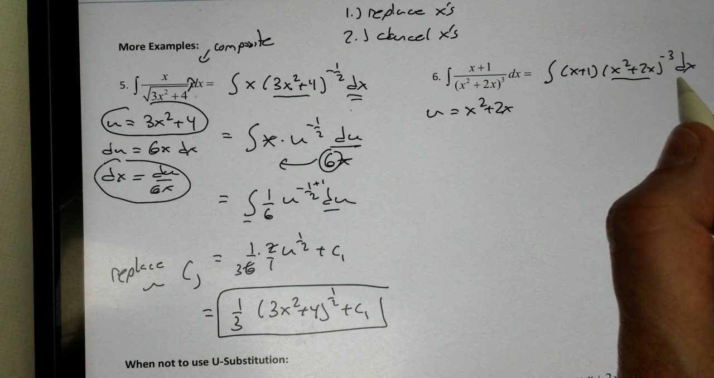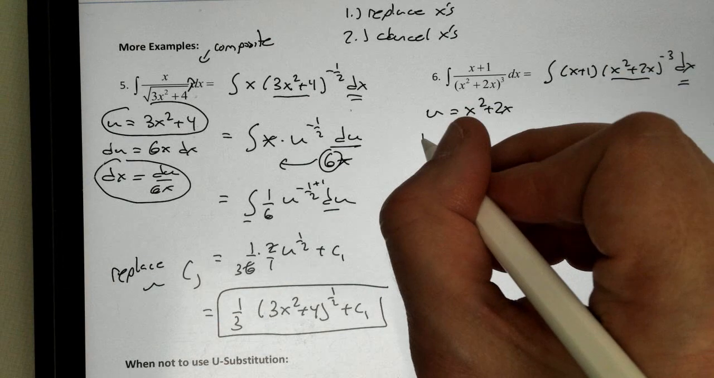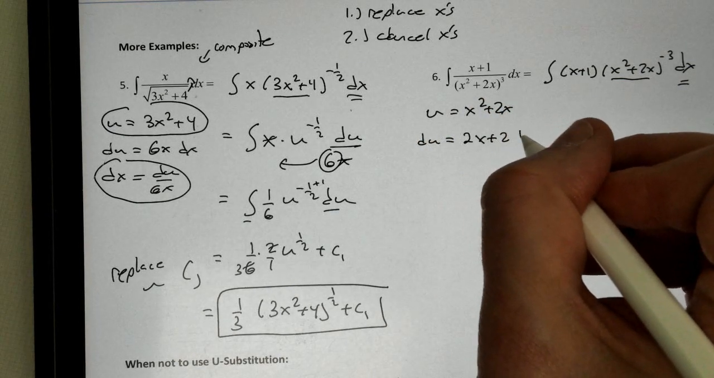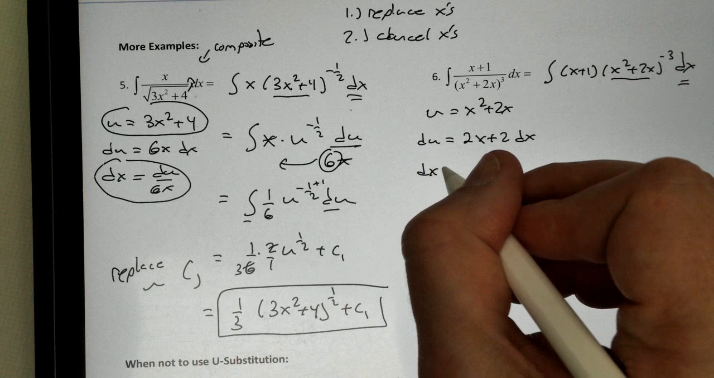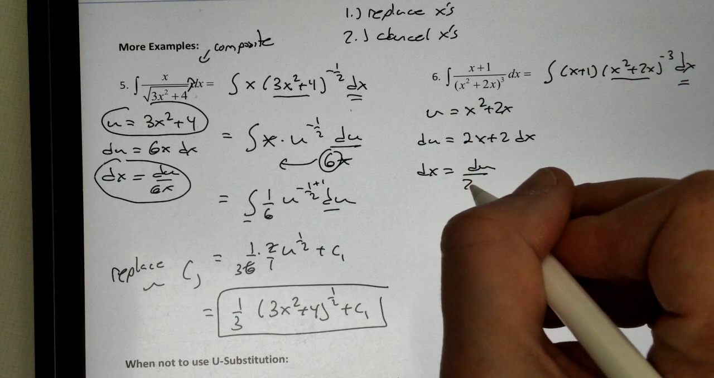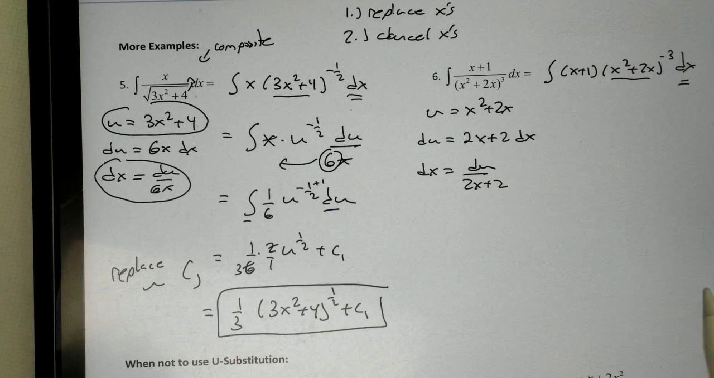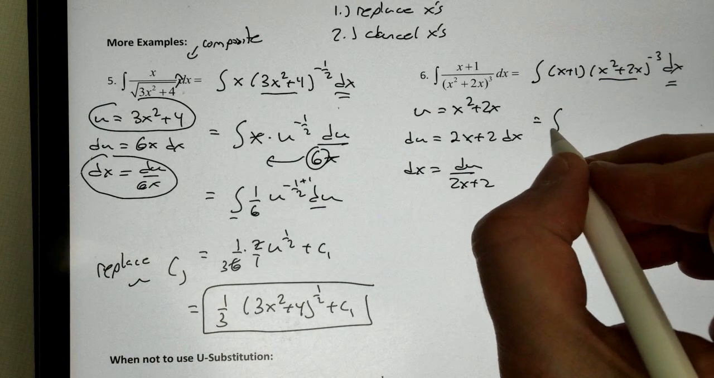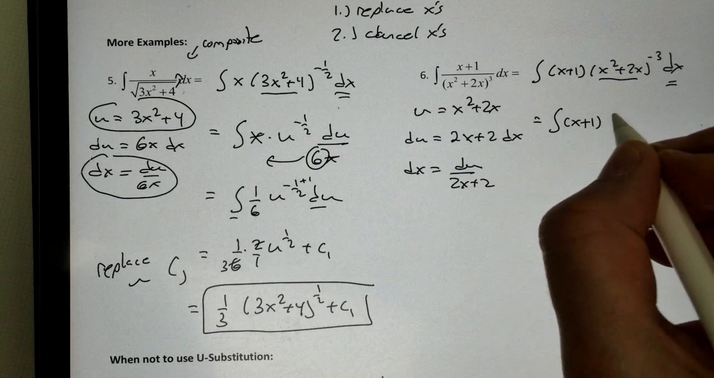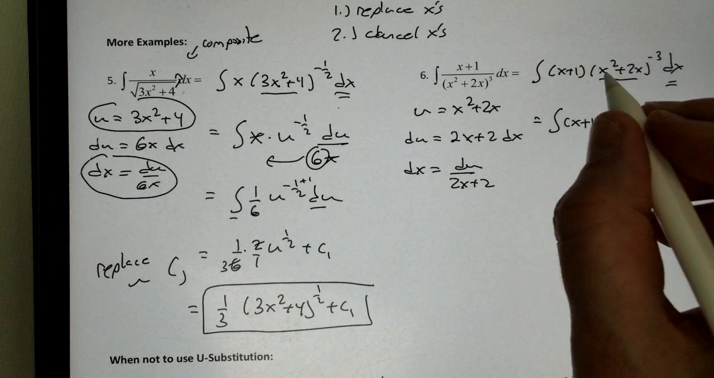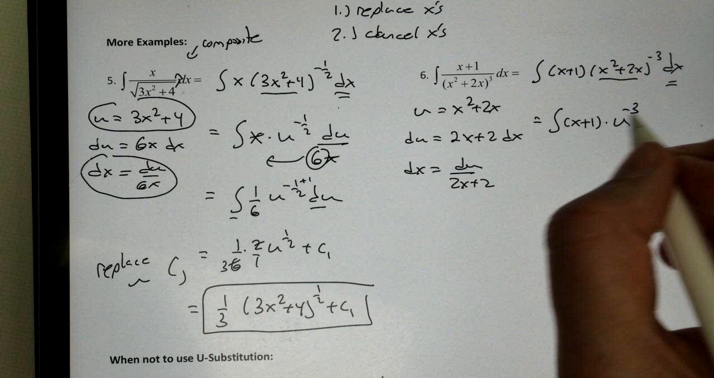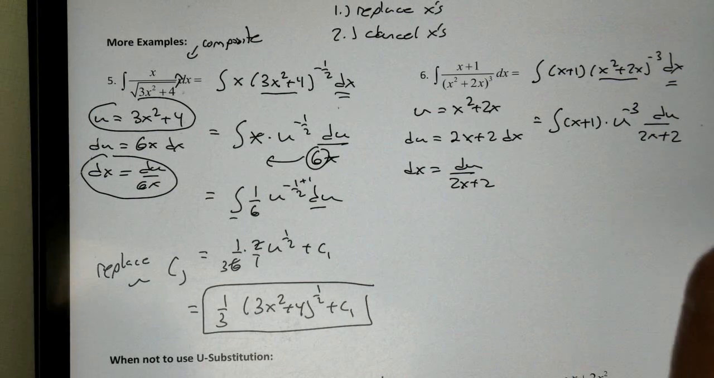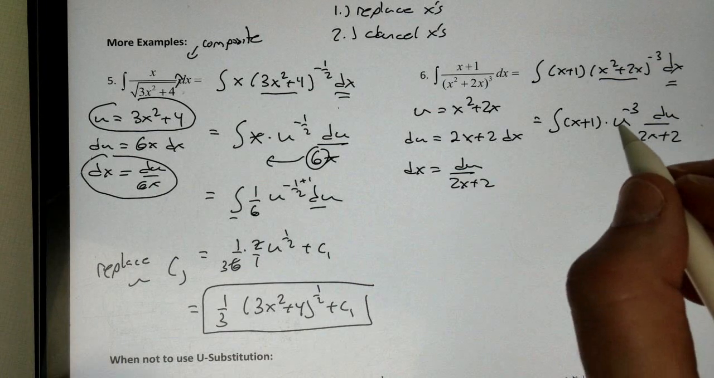That's going to replace this part, and now I've got to replace that dx by taking the derivative of u with respect to x. I get 2x plus 2 dx. And I get dx equals du over 2x plus 2. So replacing it, we get x plus 1. This is just u to the negative 3, and the dx we just said is du over 2x plus 2, right here.